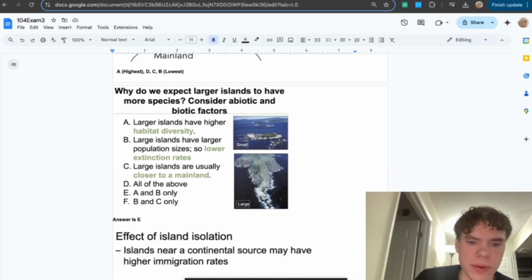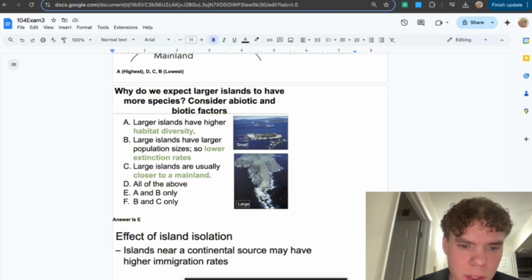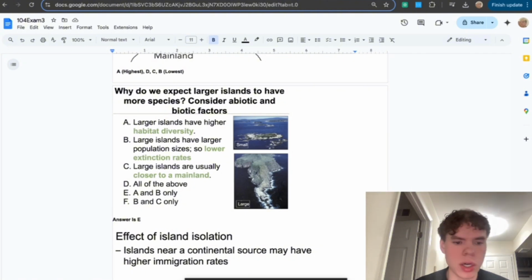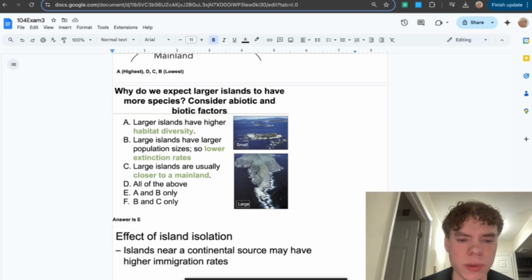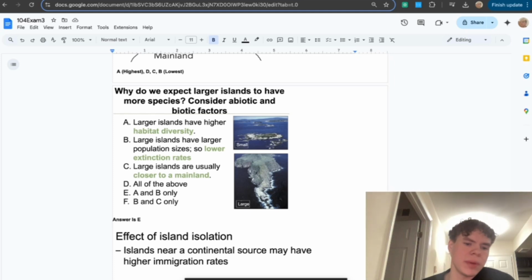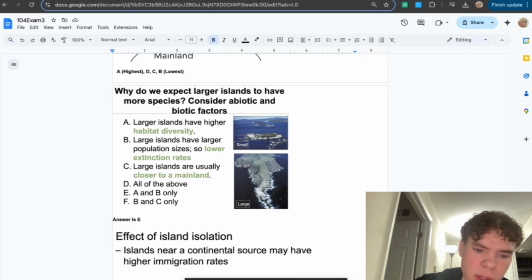Larger islands have higher habitat diversity. Large islands have larger population sizes, so typically lower extinction rates. Large islands are usually closer to the mainland. Oh, this is a question. Yeah, A and B would be extinct because large islands are not necessarily closer to the mainland. Island size and creation is pretty random, but A and B is correct. So the answer is B. You would typically think a larger island would have more habitats and a larger population is less likely to go extinct, right?